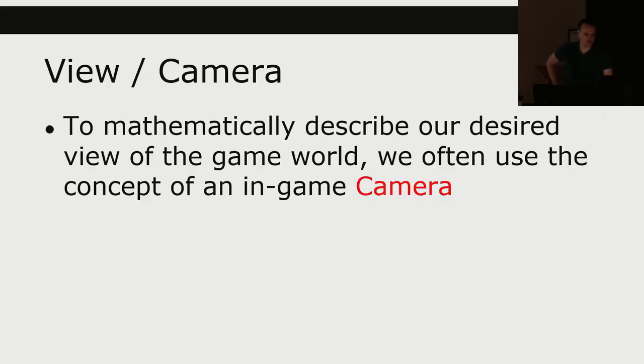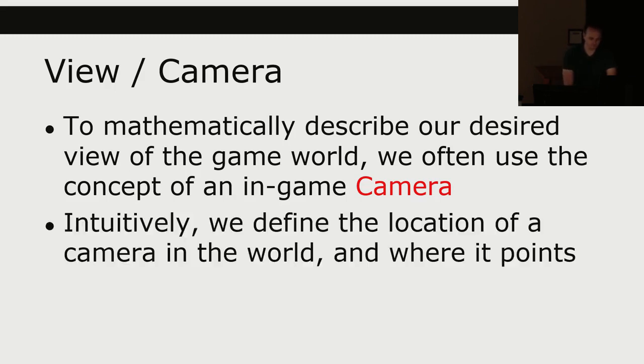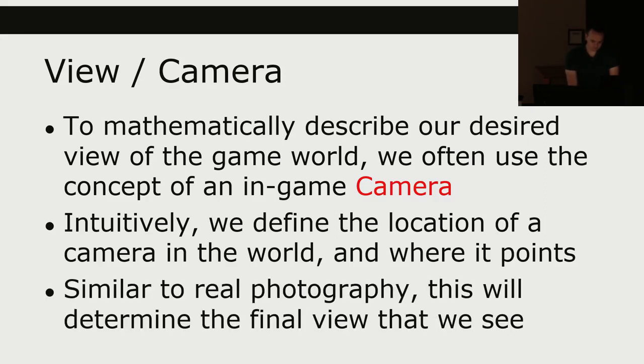To mathematically describe our defined view of the world, we often use the concept of an in-game camera. Intuitively, we define the location of the camera in the world and where it points, and that's going to produce some sort of image. If I was in the real world with an actual video camera and I was moving it around, defining the XYZ location of that camera as well as the XYZ location in three-dimensional space that it is looking at, that would produce a view of the world. So similar to real photography, that's going to determine the view of the game world that we see.